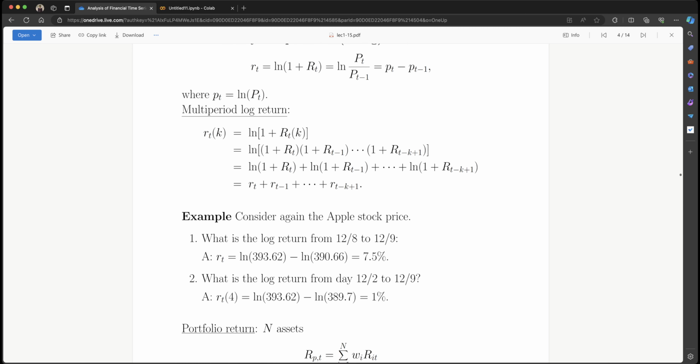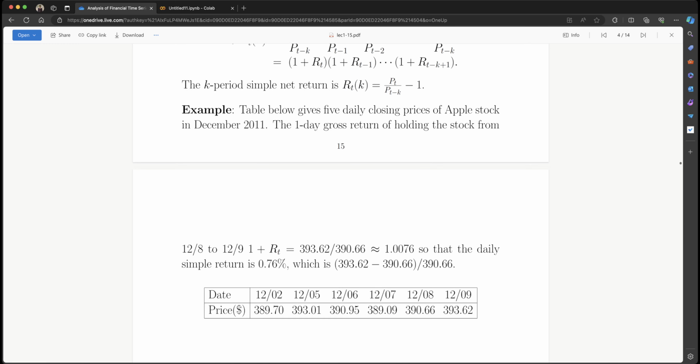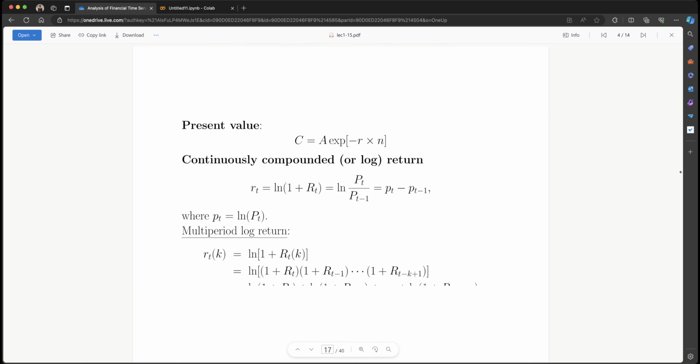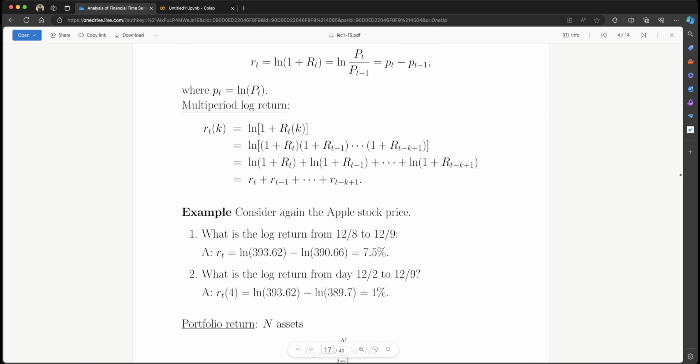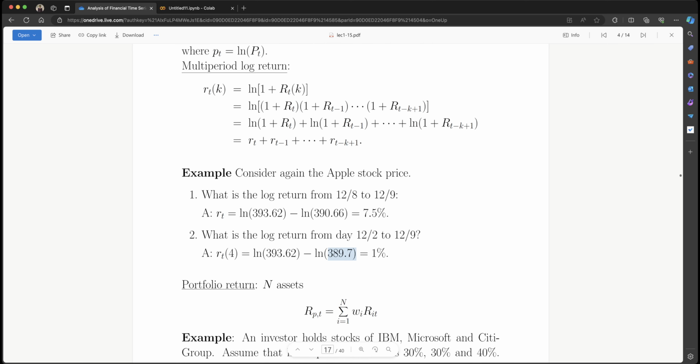So what is the log return from December 8 to December 9, where we have data? We simply take the log and subtract between the two, something like this. So log of this, and then 7.5%. What is the log return over 7 days? Same: December 9th price and December 2nd price, and it is over 1%.